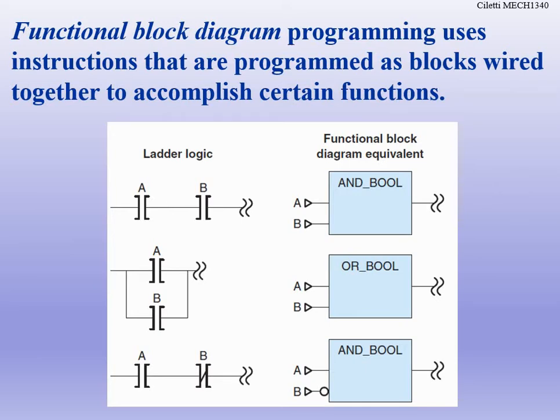This is using function blocks. So the equivalent function block diagram: if we have an AND for ladder logic, we would use the Boolean function block. If we have an OR, we would use the OR Boolean, and the AND with the NOT. Notice the difference: the bubble down at the bottom on the AND Boolean where we're NOTing B. Remember the bubble inverts the signal, so that's how we would put the NOT in. So there's just another way of writing our PLC programs where we can use function block equivalents.